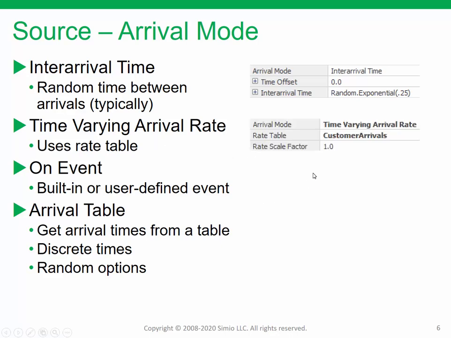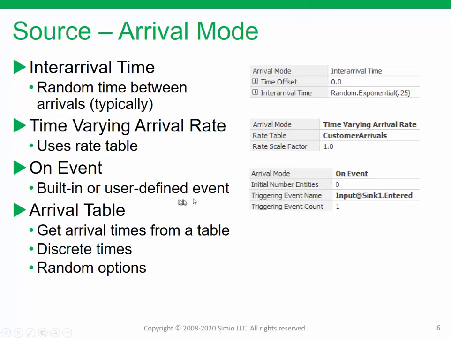We can also have a time varying arrival rate, and this uses something called a rate table. The example that we have here uses a rate table called customer arrivals. If you think about customers arriving to a restaurant, for example, you would likely see higher arrival rates during lunchtime and during dinner time than you would either mid-morning or mid-afternoon. And so a rate table lets you specify those differing arrival rates.